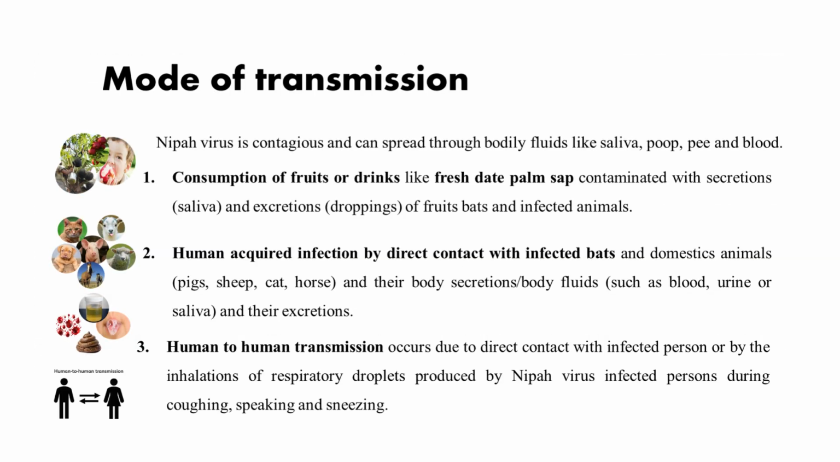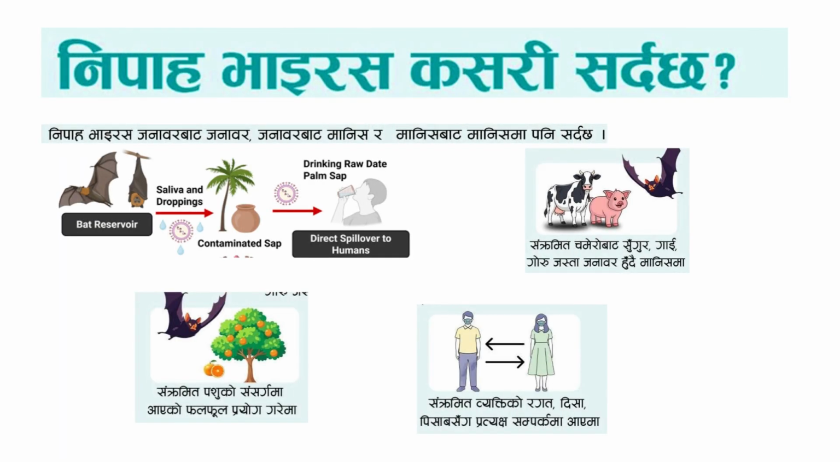Nipah virus is contagious. It can be easily transmitted through bodily fluids like saliva, feces, urine, and blood of the infected host or natural reservoir. Let's discuss how humans acquire Nipah virus infection. The most common modes of transmission are: humans may acquire Nipah virus infection by consumption of fruits or drinks like fresh date palm sap contaminated with secretions, saliva, and excretions, droppings, of fruit bats and infected animals. Secondly, humans may acquire Nipah virus infection by direct contact with infected domestic animals, pigs, sheep, cats, horses, and their body secretions, body fluids, such as blood, urine or saliva, and their excretions.